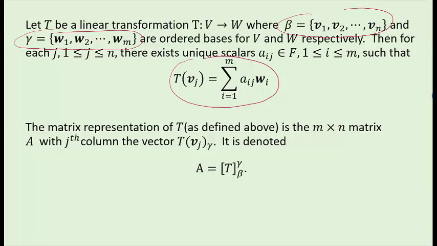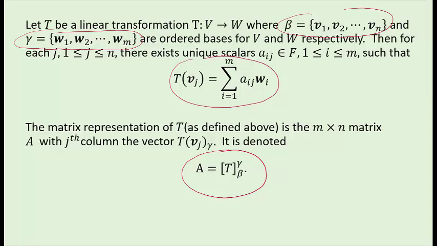The matrix representation of T, the linear transformation from V to W, is the m by n matrix A, with the jth column vector being the coordinate vector in gamma for T of v sub j. And it's denoted by this, the matrix.